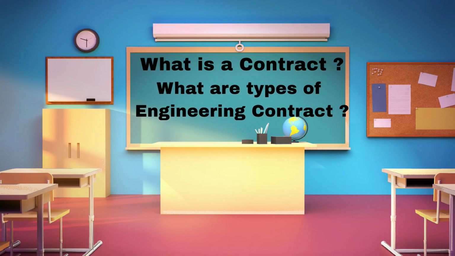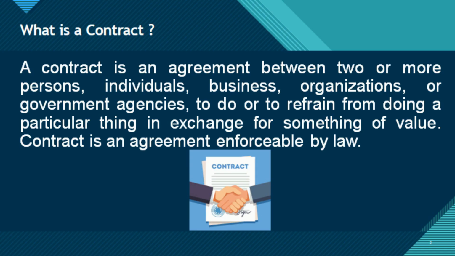In today's video we are going to learn what is contract and what are different types of engineering contract. A contract is an agreement between two or more persons, individuals, business, organizations, or government agencies, to do or to refrain from doing a particular thing in exchange for something of value. Contract is an agreement enforceable by law.